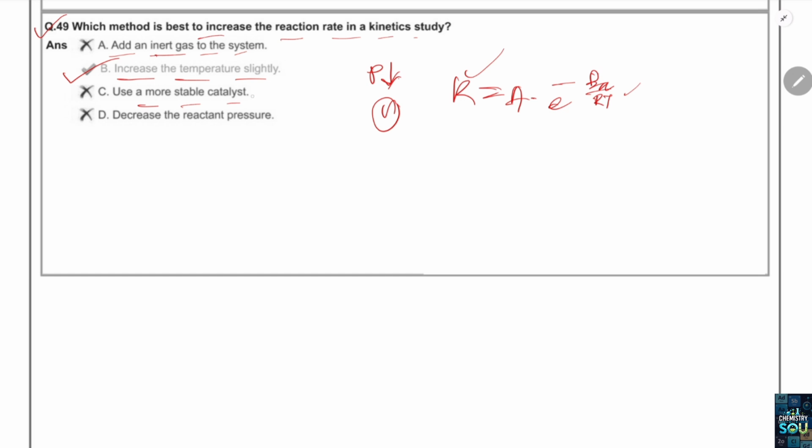A more stable catalyst, that is not true. Decreasing the reactant pressure, that does not depend upon that.